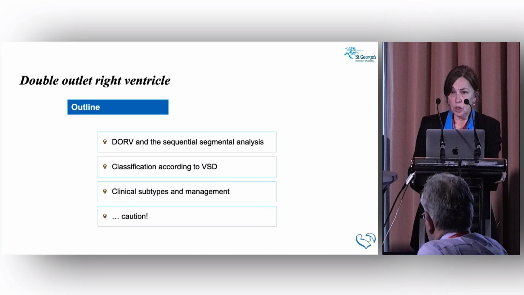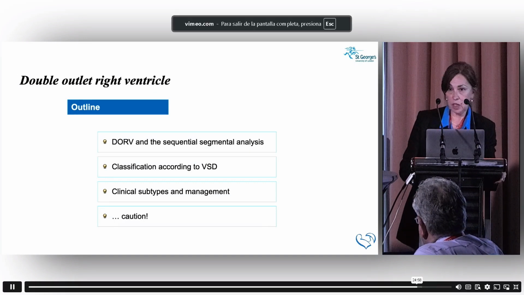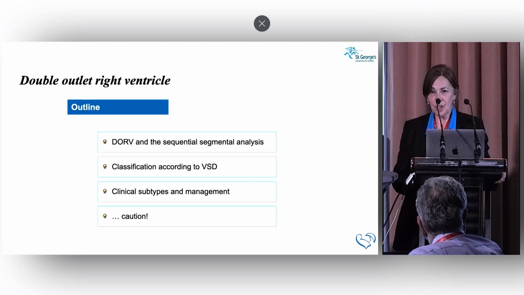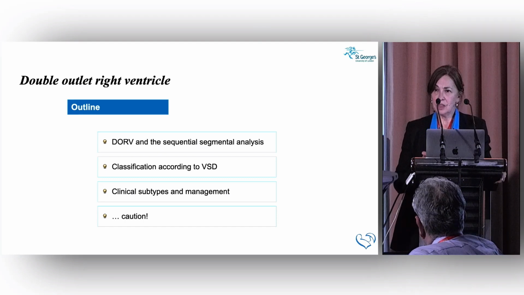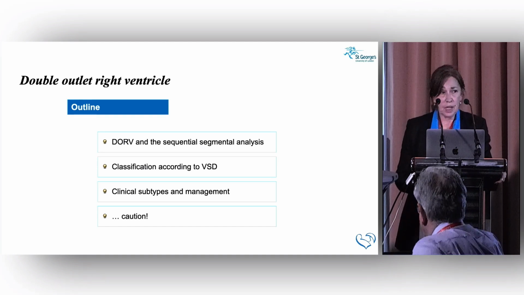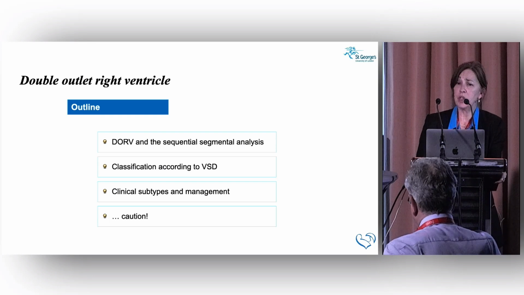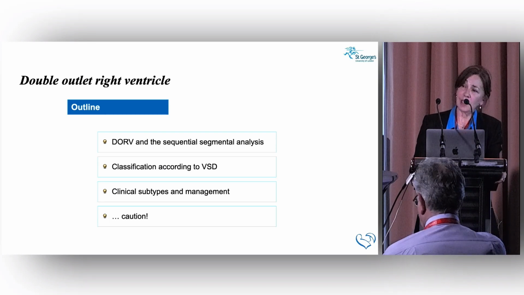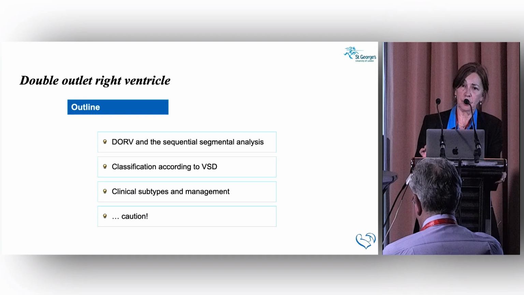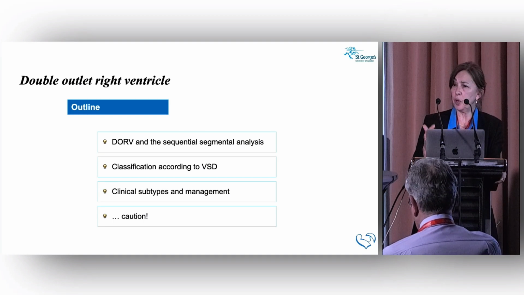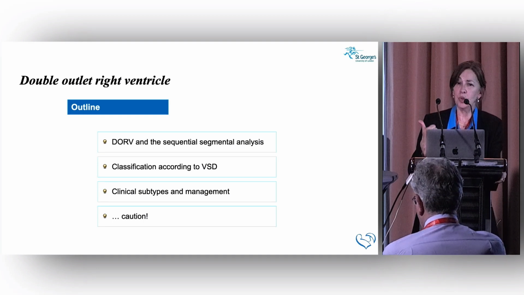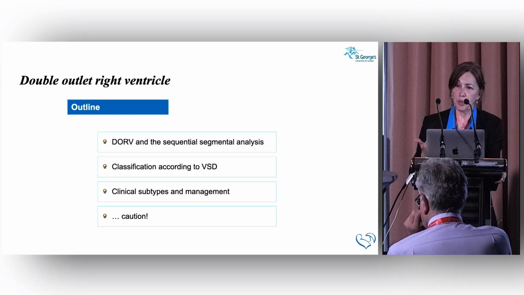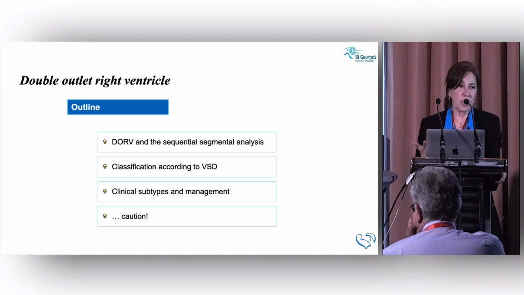So very briefly, I gave you an outline of how to diagnose double outlet right ventricle, what it is in the sequential segmental analysis, how to classify, and the caution there, because many times people say, oh, this baby has got double outlet right ventricle. That doesn't mean anything to the cardiologist. You need to say, is it subaortic, subpulmonary, doubly committed, non-committed? Do we have aortic obstruction? Do we have pulmonary obstruction? What's the situs? What's the AV connection?